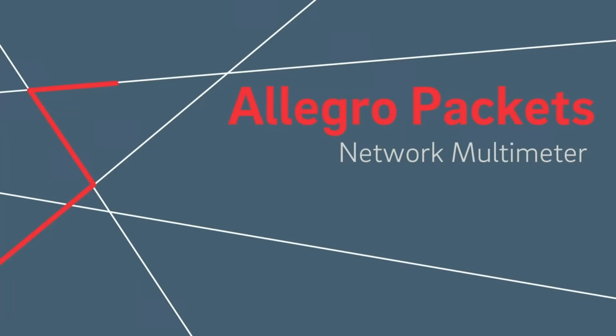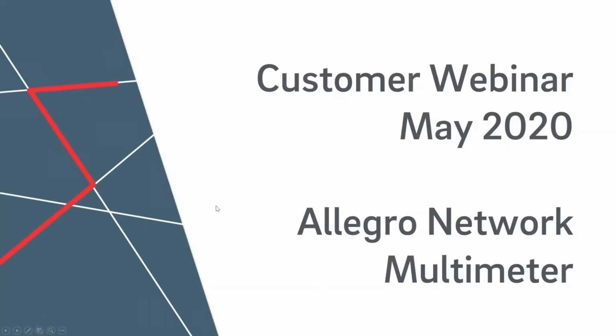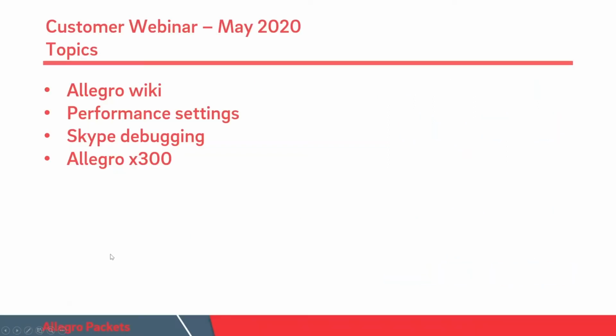My name is Klaus Degner and I will speak today about the following few items in our webcast, which is about the new Allegro wiki. It's one of the topics today. And then I've selected 2 new pages in our wiki where I would like to walk through and explain how you can optimize the performance settings on the Allegro and how you can do Skype debugging. Skype debugging is a topic which came from many customers and they asked, what can I do with encrypted protocols? So I will dig into this a little bit more.